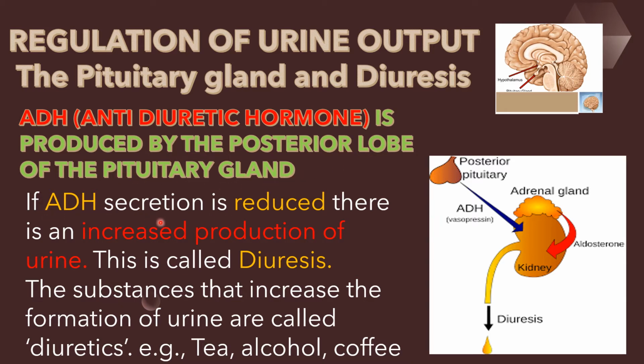If the ADH secretion is reduced, there is an increased production of urine. That is called diuresis. Diuresis means increased production of urine. When it will happen? By the less secretion or hyposecretion of ADH. The substances that increase the formation of urine are called diuretics. The question may ask like this: give 2 examples of diuretics. Then tea, alcohol, coffee, etc. Any 2 you can write.